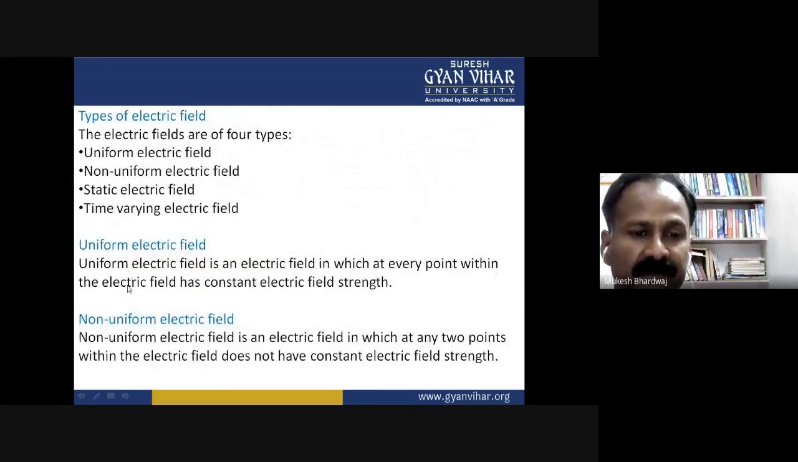Types of electric field. So, there are basically four types of electric field. The electric fields are of four types: uniform electric field, non-uniform electric field, static electric field, and time-varying electric field.